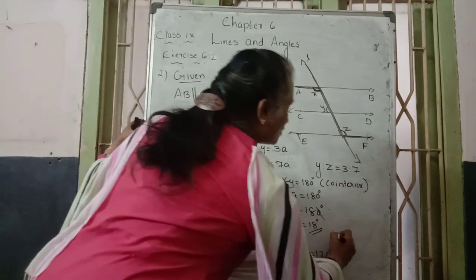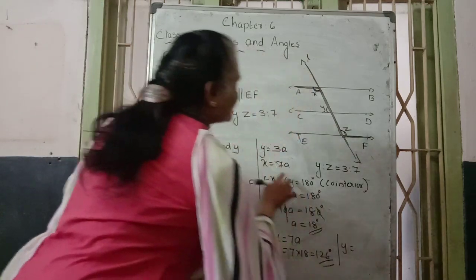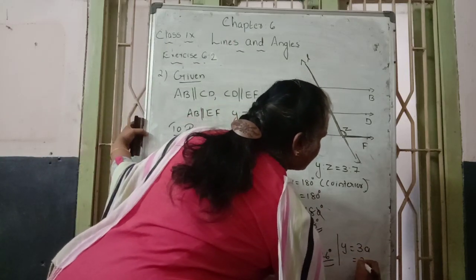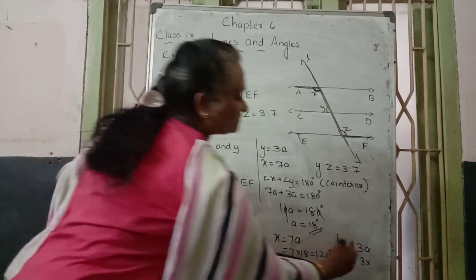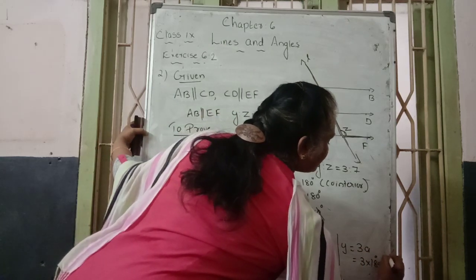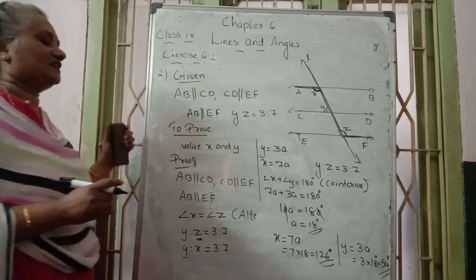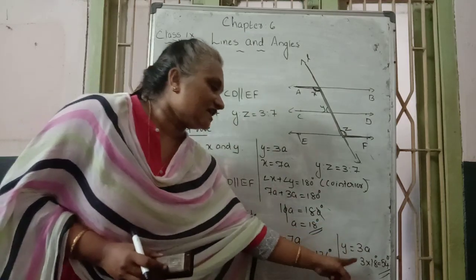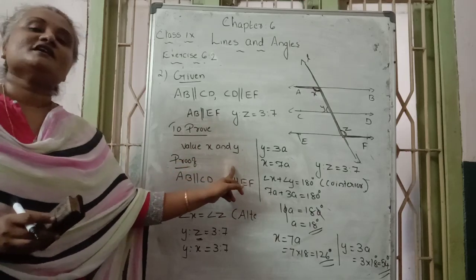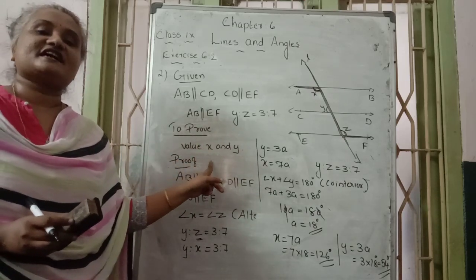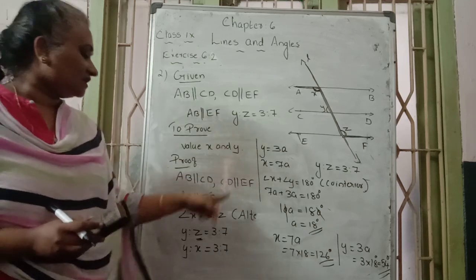Same way, y value we also want to find. Y we consider as 3a. A value we got as 18. So 3 into 18 equals how much? 54 degrees. So x value becomes 126 degrees and y value becomes 54 degrees. These are the answers, the values for x and y.